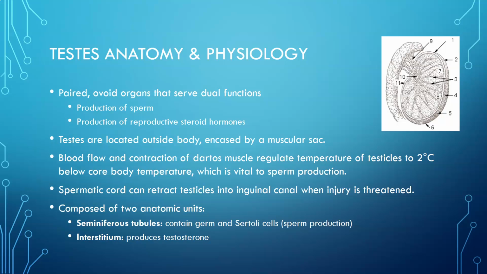They are composed of 2 anatomic units. The seminiferous tubules contain the germ cells, or if you will, the sperm stem cells, and the Sertoli cells, which do sperm production. And then the interstitium, which has the Leydig cells, which produce testosterone.